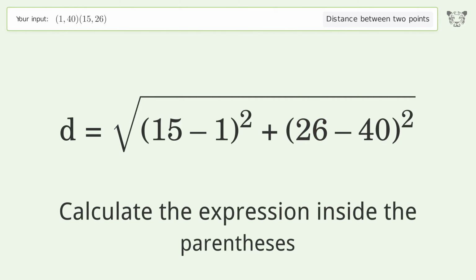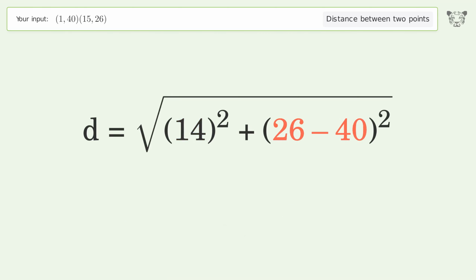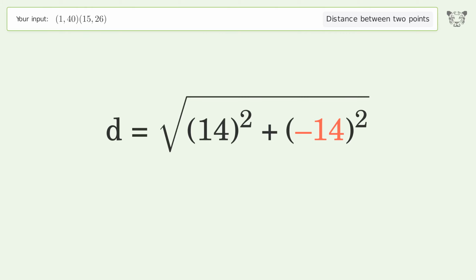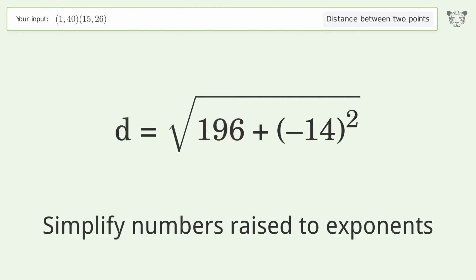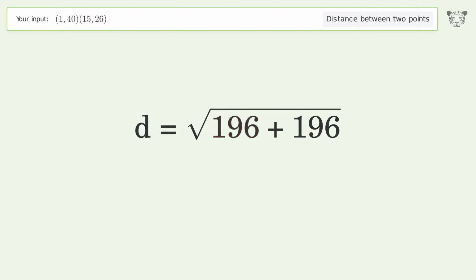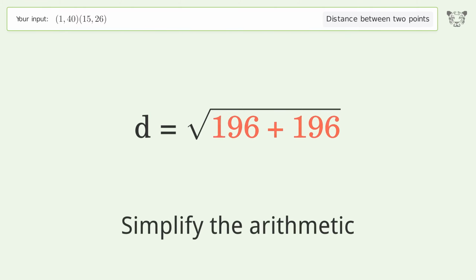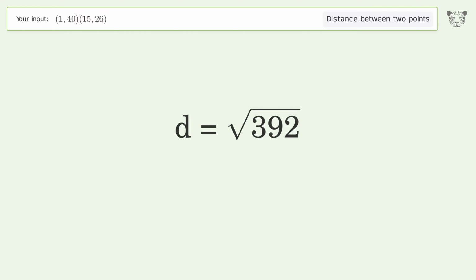Calculate the expression inside the parentheses. Simplify numbers raised to exponents. Simplify the arithmetic. And so the distance between the 2 points is the square root of 392, or 19.799.